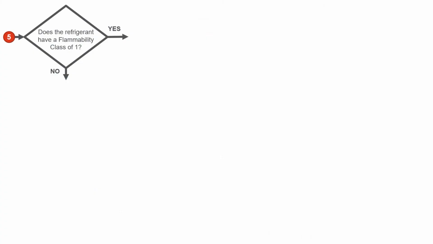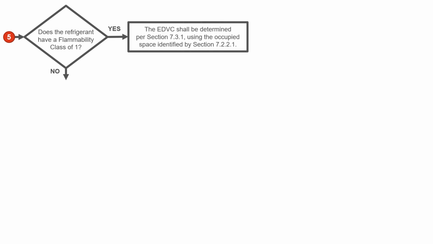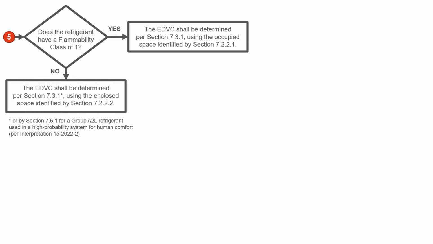If none of the previous characteristics apply, then for all other systems, the releasable refrigerant charge must be no greater than the effective dispersal volume charge. This EDVC again depends on the flammability class of the refrigerant. For Class 1, we're to determine the EDVC based on the volume of the occupied space. But for any other flammability class, it must be based on the occupied or non-occupied space. Now we'll look at the EDVC calculations in a few minutes, and then Chris will go through several examples later in the program.